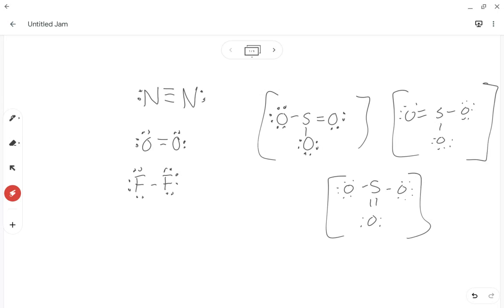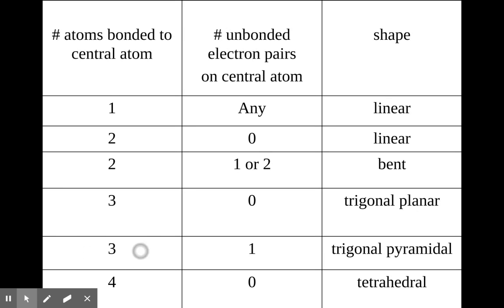There's a key distinction between SO3, sulfur trioxide, and SO3 with a -2 charge, sulfite, because sulfite, if you'll remember, has an extra pair of electrons on the central atom. And so that means that sulfite is trigonal pyramidal in shape. So SO3 versus SO3 with a -2 charge have different shapes associated with them.